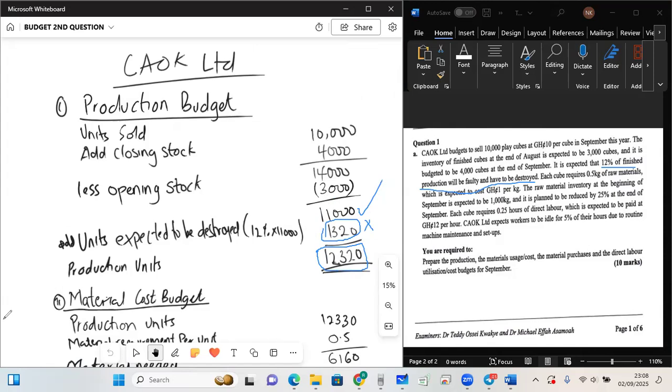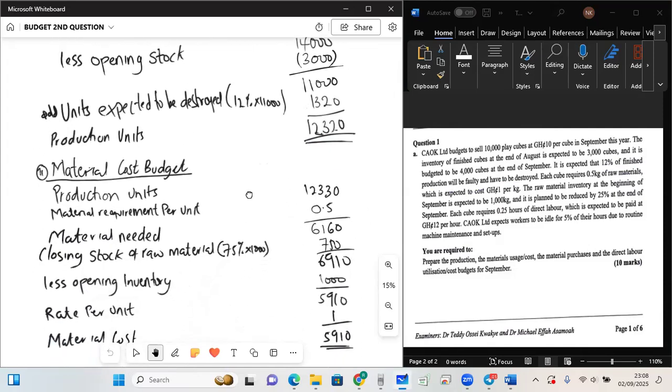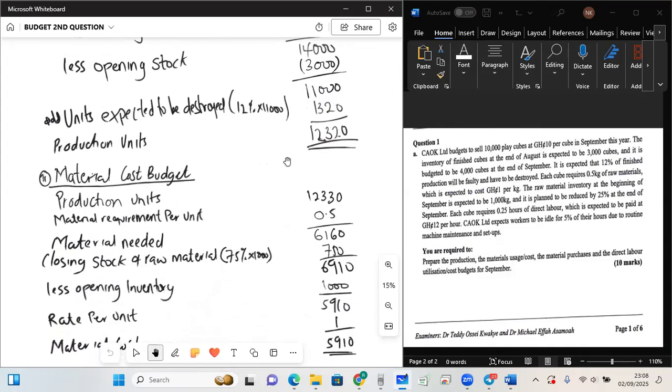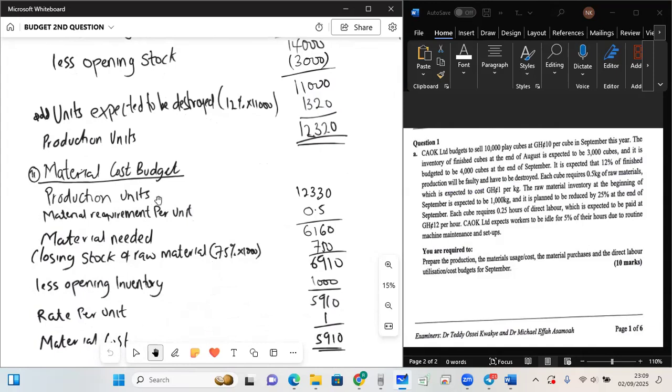Now, after we are done with that, we move on to our material cost budget. As I said earlier, once you know the units to produce, the rest is easy. Now, for the material, we have to bring in our production units, which is 12,330. The material requirement per unit, as we saw in the question, is 0.5 kilogram.